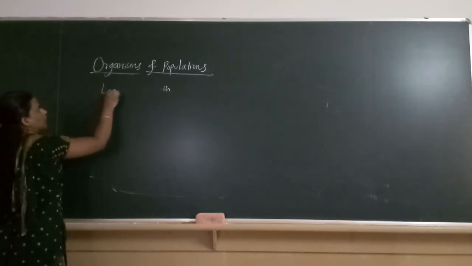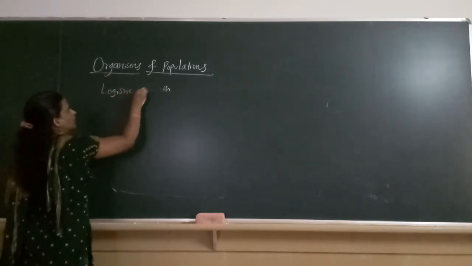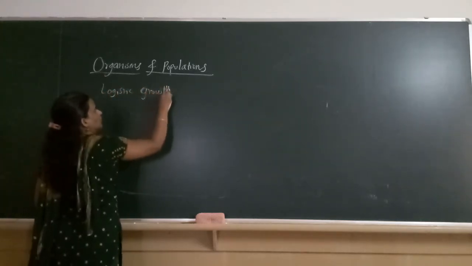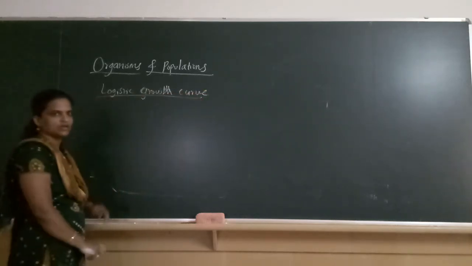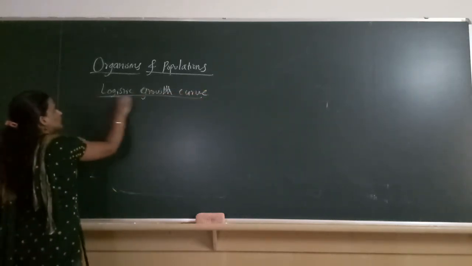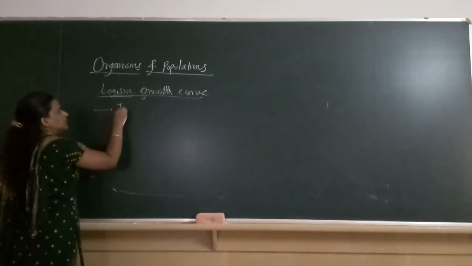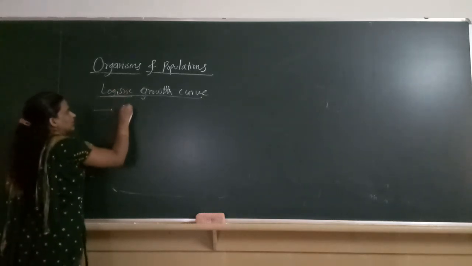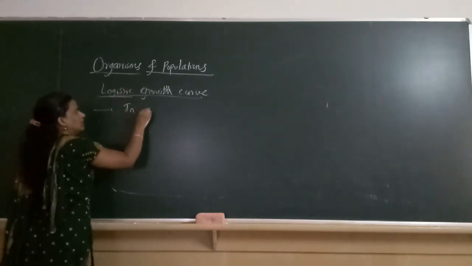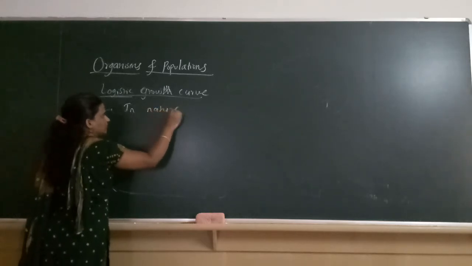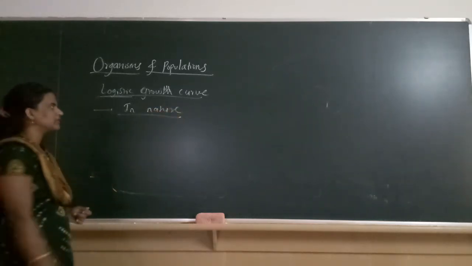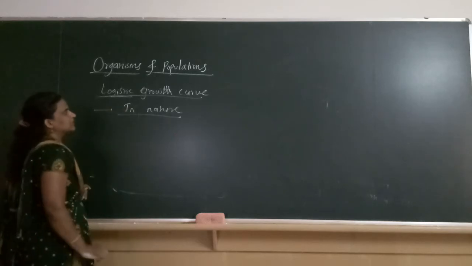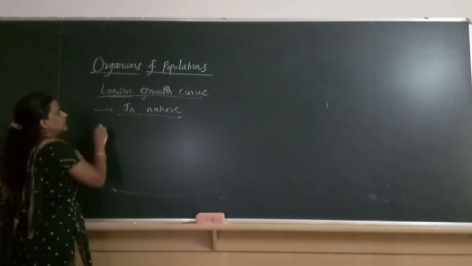Second one, logistic growth curve. Okay, second one, logistic growth curve. It takes place in nature. Exponential takes place in the laboratory and logistic takes place in nature.